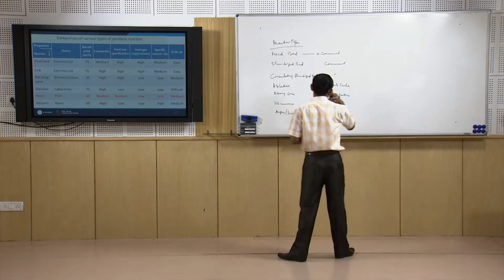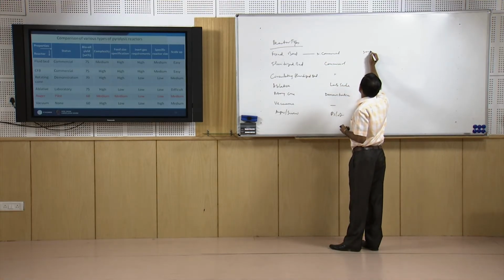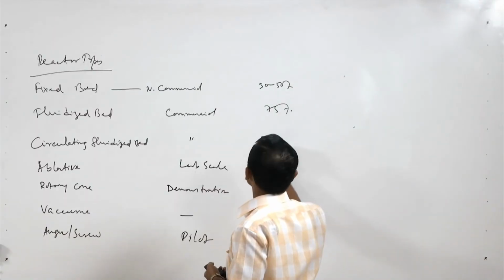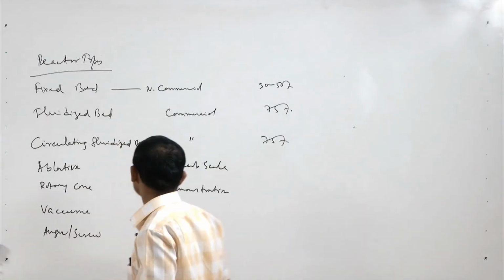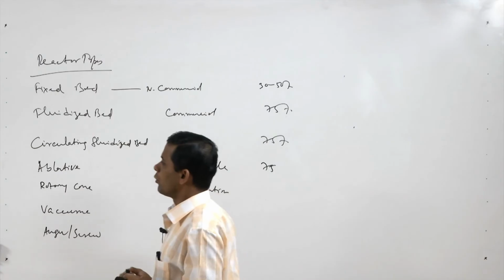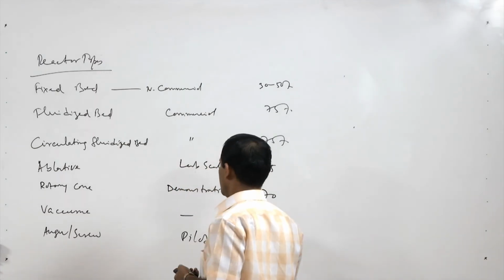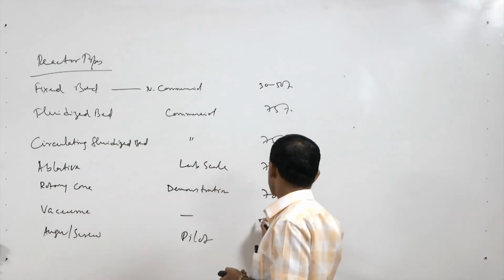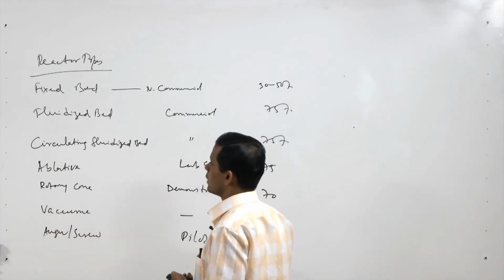Next we see the bio-oil production. Fixed bed is 30 to 50%, fluidized bed is around 75%, circulating fluidized bed is also 75%, ablative will also give about 75%, rotary cone is giving us 70%, vacuum is similar, slightly say 60%, and auger is giving us 60%.